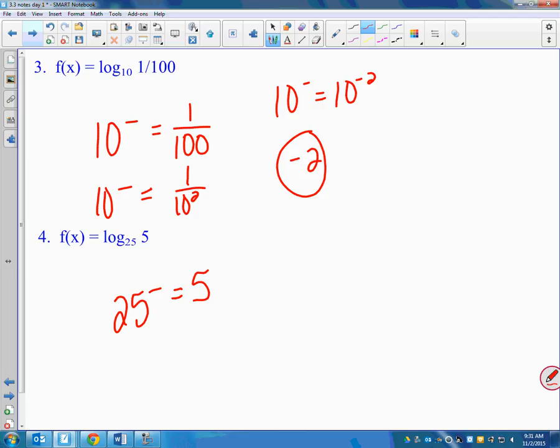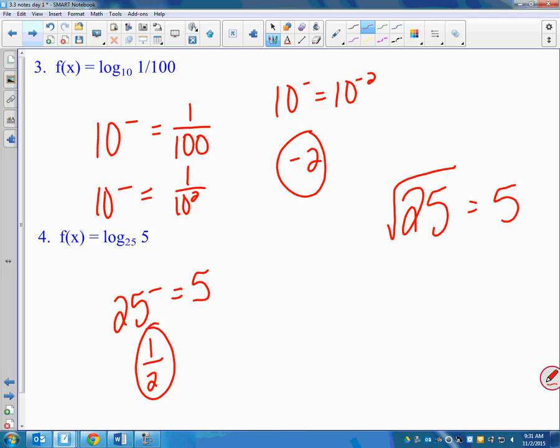What could you do to 25 to get 5 out of it? Divide, yeah, that's true, but that doesn't help me with an exponent. What else could I do? What could I do to 25? Oh, I could square root it, right? The square root of 25 gives me 5. Can we write square roots as exponents? Yes. So if you have a square root or a cube root or any kind of root, what kind of exponent are you going to have over here? A fractional exponent, right? So this is 1/2.